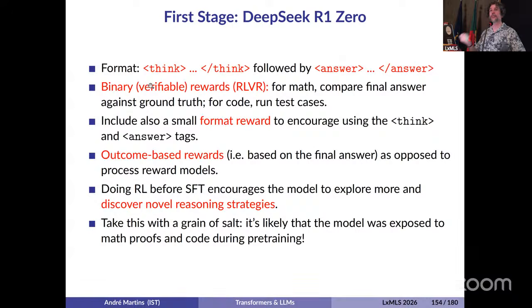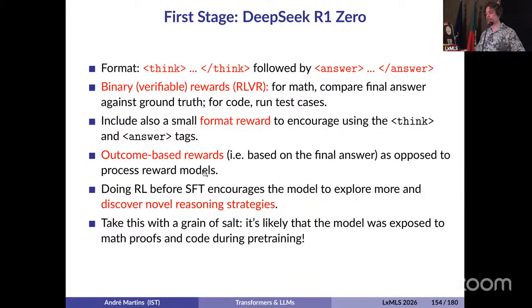So the model gets a reward if the answer is correct, and it doesn't get a reward or gets a negative reward if the answer is wrong. You can also do this with code by executing the program that the model generates, right? You can get a binary reward by doing that. In addition to the accuracy rewards, they also have a format reward to ensure that the model learns to use the thinking tags and answer tags.